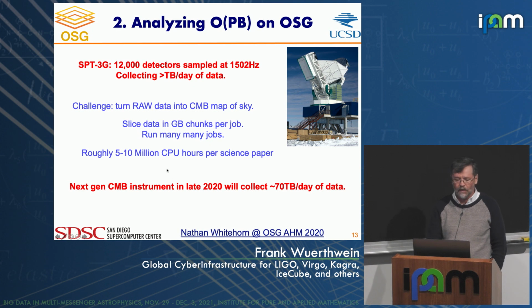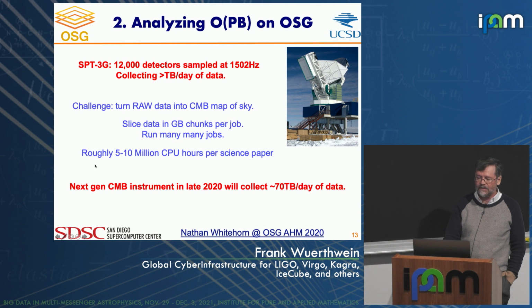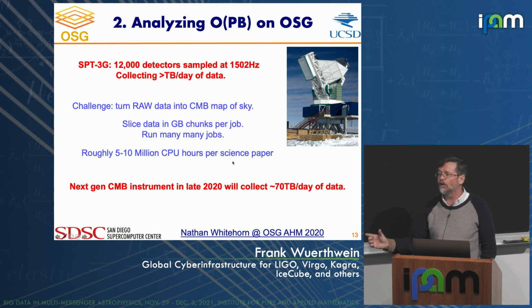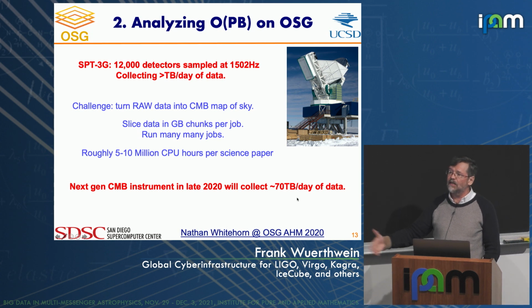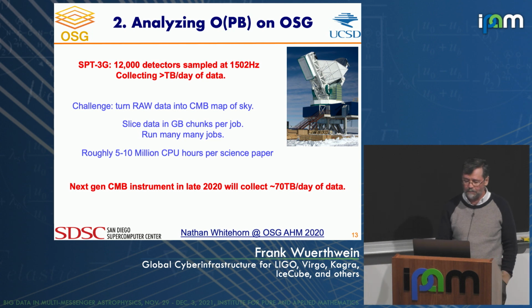polarization maps. And so this is roughly 5 to 10 million CPU hours per science paper. It's a large amount of computing, almost LIGO-scale, but with very little output because these maps are very small. And the next generation CMB instruments in the late 2020s will collect about 10 times as much data. So we have very large data that needs to be processed. Out comes a map. Those maps become the public result, and then you do the science on these maps.